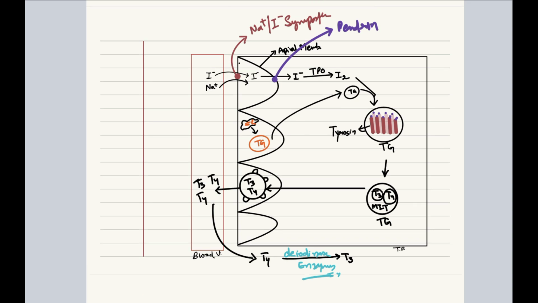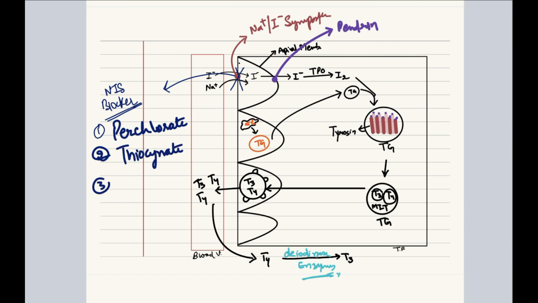Now the crucial clinical links with this synthesis. There are a few drugs that block the sodium iodide symporter. These are perchlorate, second is thiocyanate, and third is nitrate. They are not mainly used nowadays, but sometimes they can be used in cases of amiodarone toxicity, which we will discuss later.